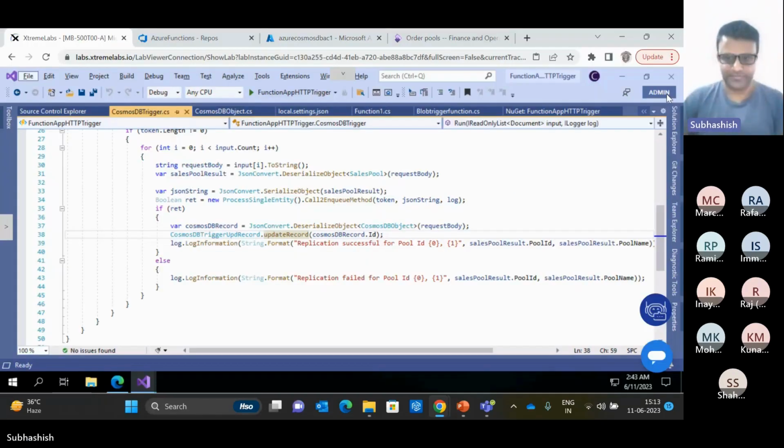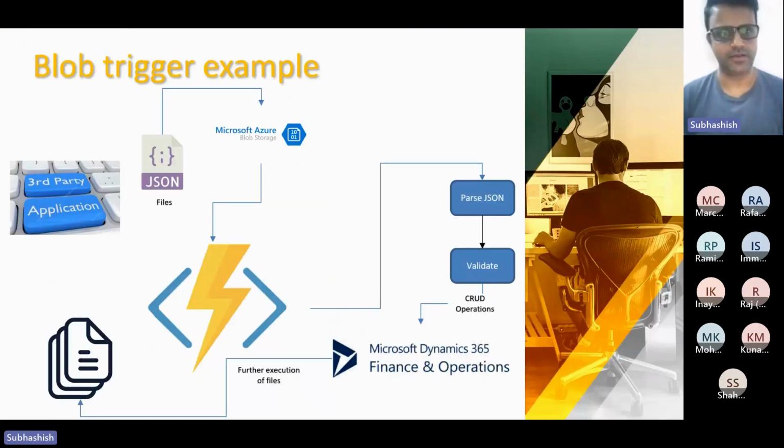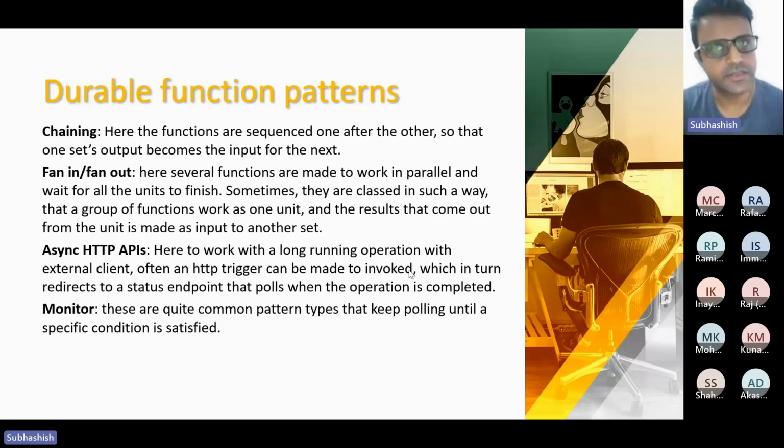Okay, so let me take you back to my PPT. If I go back to my PPT of durable functions, durable functions are of various types. Like you see, chaining is there, fan in, fan out is there, asynchronous HTTP APIs are there, monitoring is there. So many types of durable functions are there. Essentially, what a durable function does is that it is retaining the value of the previous runs of the Azure function.